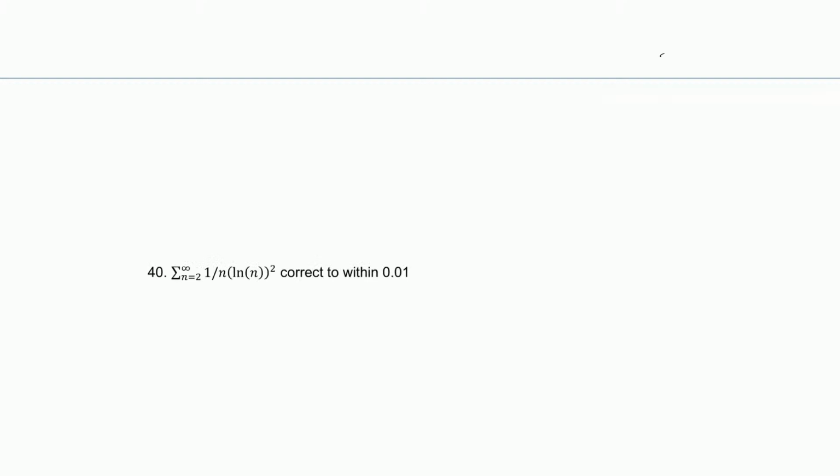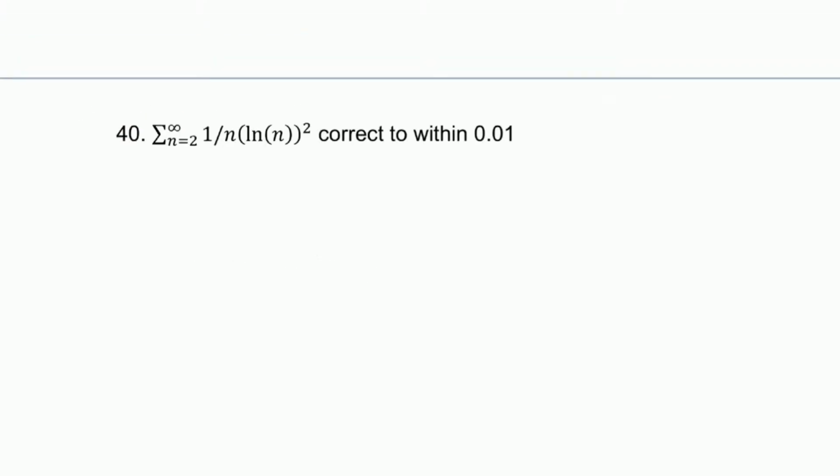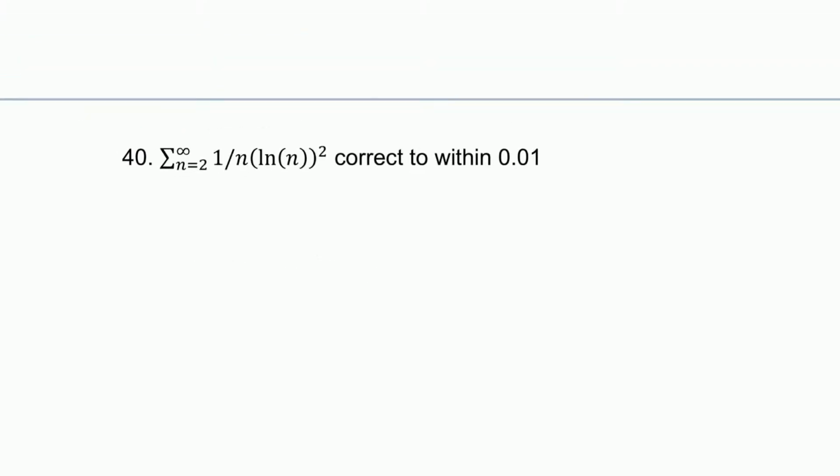Okay, we'll do number 40, and then we'll come back to the others if need be. So, I believe my typing is poor. This is all in the denominator? Yeah, I think everything there is in the denominator. I think this is sort of the way it was written in the book. So let me do a better job: 1 over n times the natural log squared.